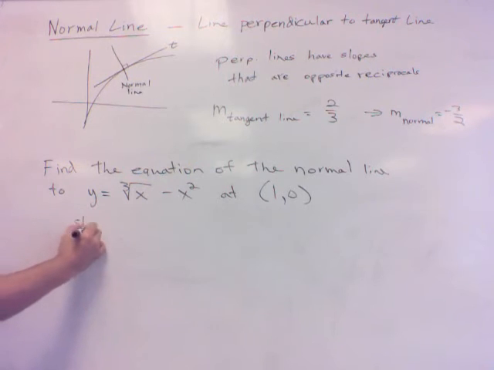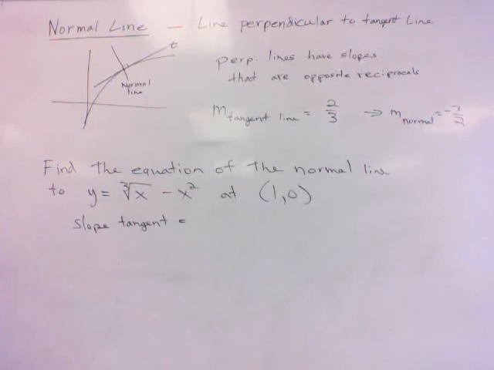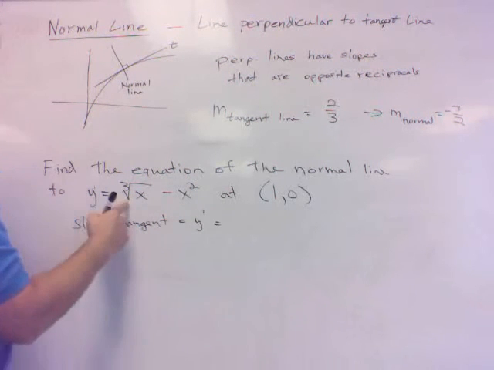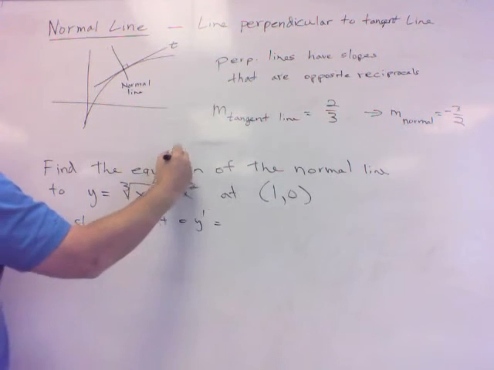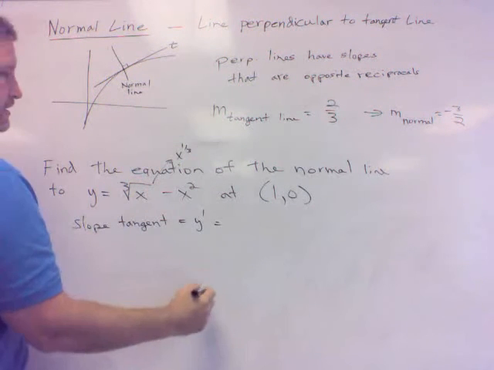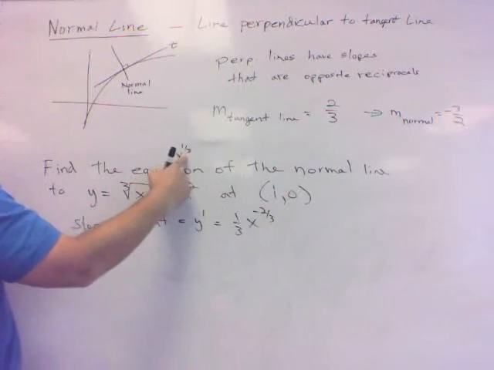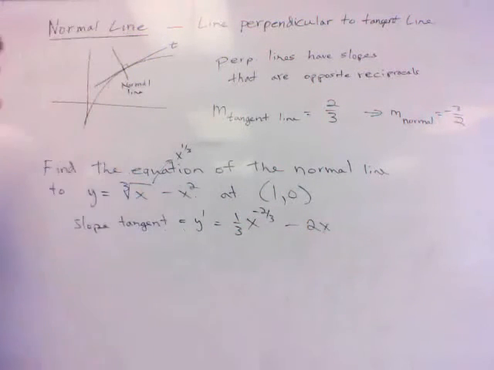How do I get the slope of the tangent? Derivative, right? The slope of the tangent is the derivative. So what's the derivative here? How do I do the cube root? Cube root is x to the 1/3 power. So the derivative is going to be 1/3 x to the -2/3, since I subtract 1 from 1/3 to get -2/3, minus the derivative of x squared, which is 2x.